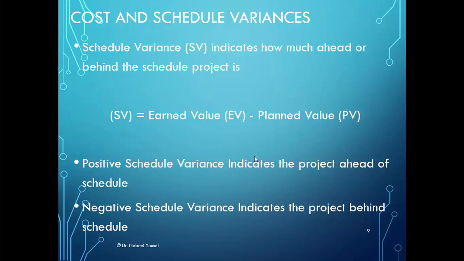So not everybody will be happy with an extremely ahead of time schedule. But if it was just a little bit ahead, that will be fine. A negative schedule variance indicates that the project is behind schedule.